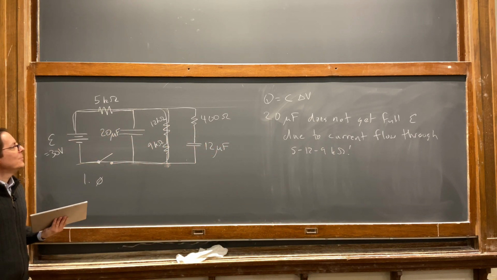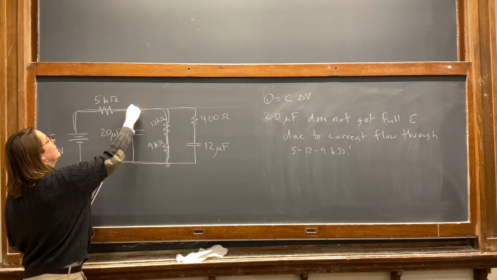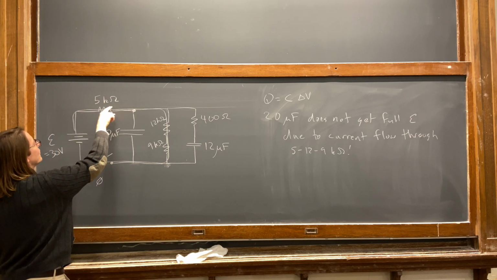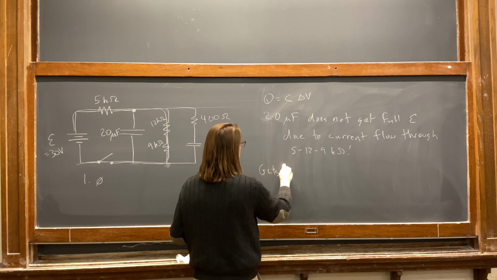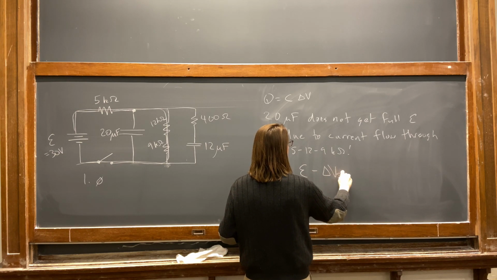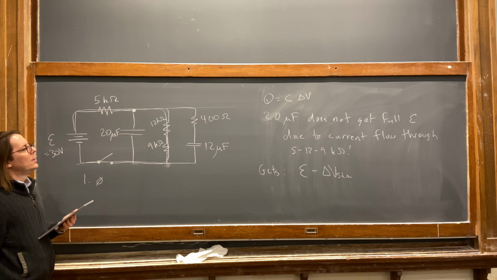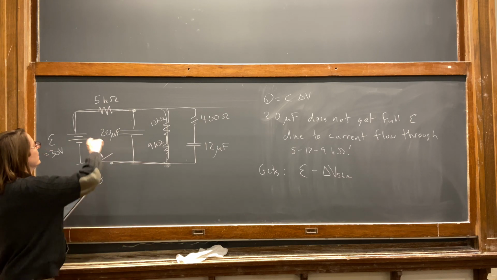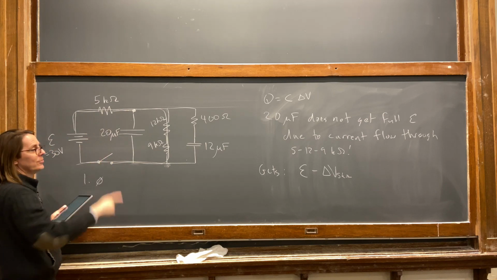Okay, so if it doesn't get the full EMF, well, what does it get? Well, you figure that out just by looking at where it's touching, right? It's touching right here. So really the question is, what voltage drop do we get after 5 kiloohms? So it gets the full EMF minus delta V of the 5 kilo ohm resistor. So what is the potential across the 5 kilo ohm? Well, a few ways you could get it. One is you could do what we did in the last problem, and you could get the current through this loop, and you could say 5 kilo ohms times that.